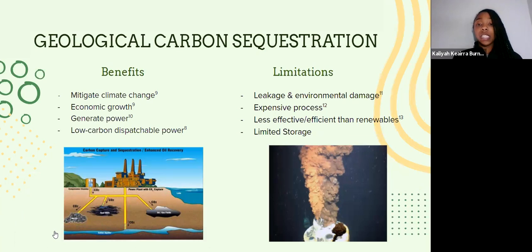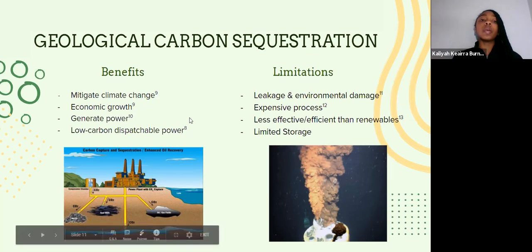However, it does have limitations, which can include leakage or environmental damage. So with the carbon being stored in a location, if something goes wrong and it leaks, all of the CO2 is released back into the air. It's also very expensive to sequester carbon, especially in the geological way. And then it is less effective than renewables because, as I stated before, when you sequester the carbon and a leak happens, all of the CO2 is released back into the air. However, with renewables, there is no release of CO2 because it is using a different form of energy. And there's also limited storage to hold the carbon.